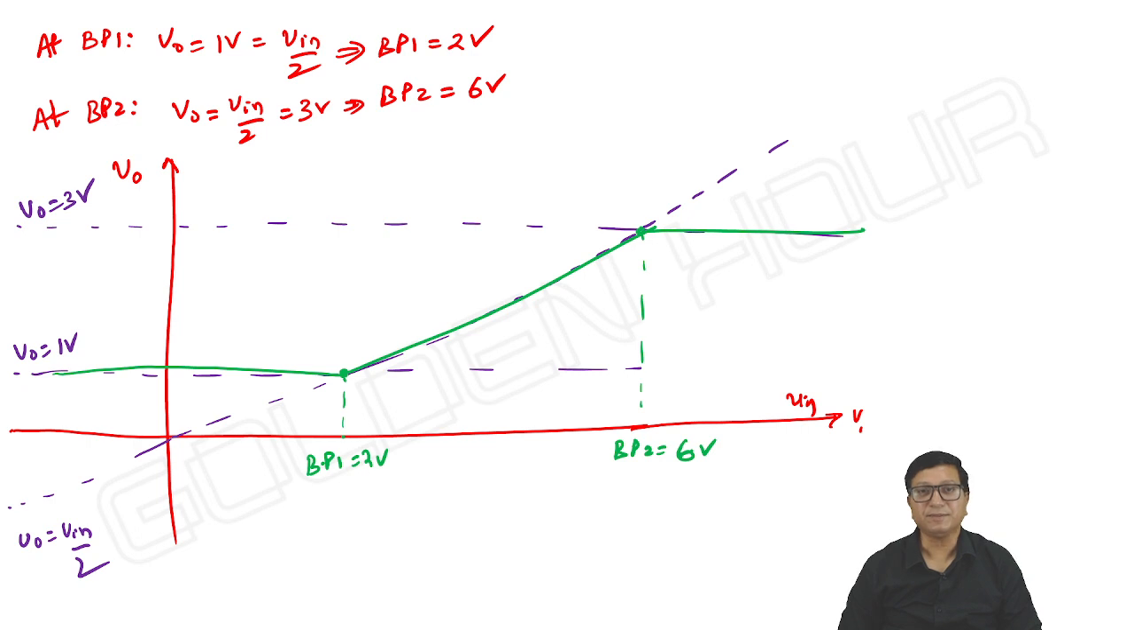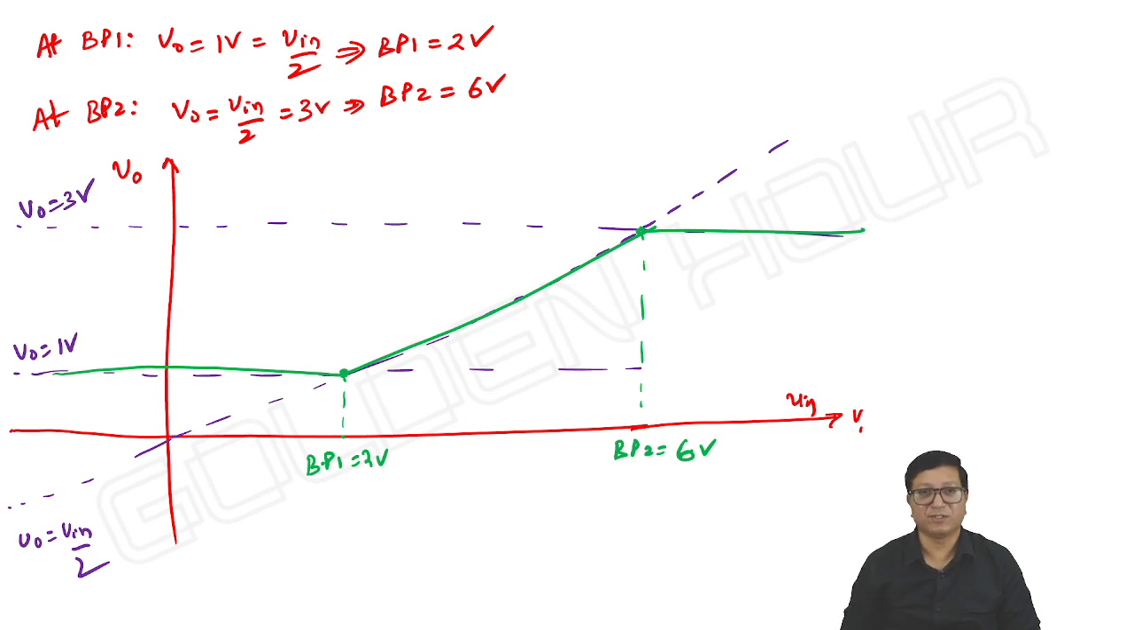Okay. So what happens if input is in between 1 and 2 volts is my concern. Here up to 2 volts D1 is on, D2 is off. Between 2 and 6, D1 and D2 are off. Above 6 volts D2 is on. Let me check it. What happens if the input is in between 1 and 2 volts?